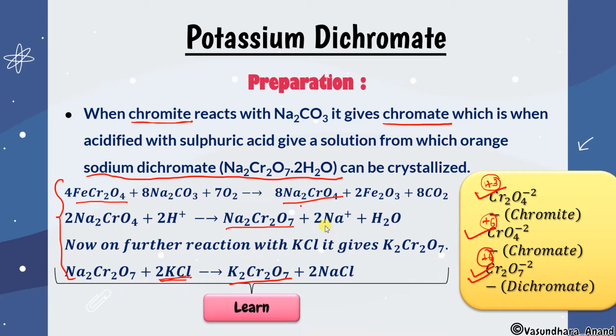You have to learn them exactly. Sometimes it is asked to write the reaction for the preparation of dichromate, so you are supposed to write these 3 equations. Sometimes it can be asked in the complete-the-reaction form, so in that case also you have to write them. So these 3 equations are very important, and you are supposed to learn them. So let's move to the next slide.